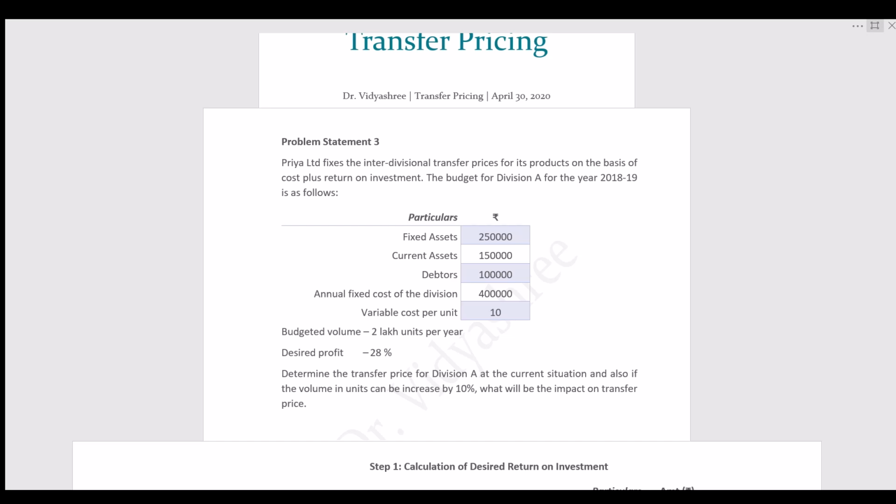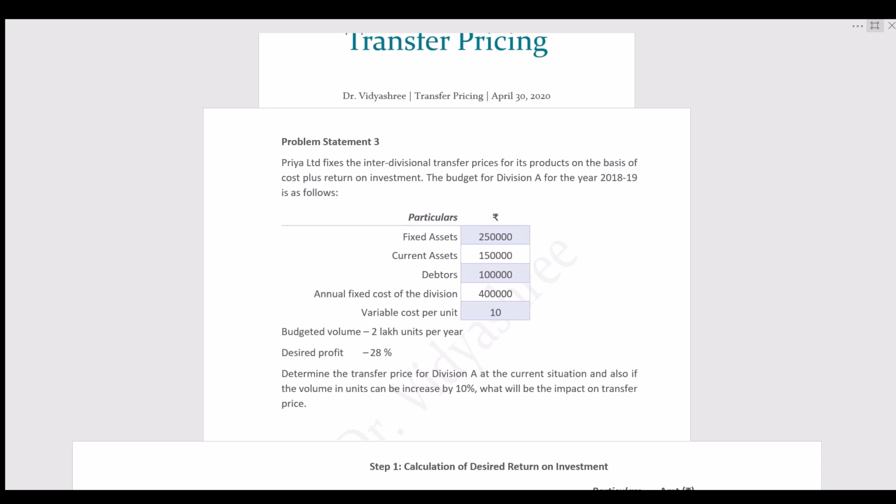The budget for division A for the year 2018-19 is as follows. They have given fixed assets, current assets, debtors, then annual fixed cost per year, and variable cost per unit. Budgeted volume, nothing but the total production per year, is 2 lakh units. Then the desired profit on the investments is given as 28%. They determine the transfer price for division A at the current situation, and also, if the volume in units can be increased by 10%, what will be the impact on transfer price?